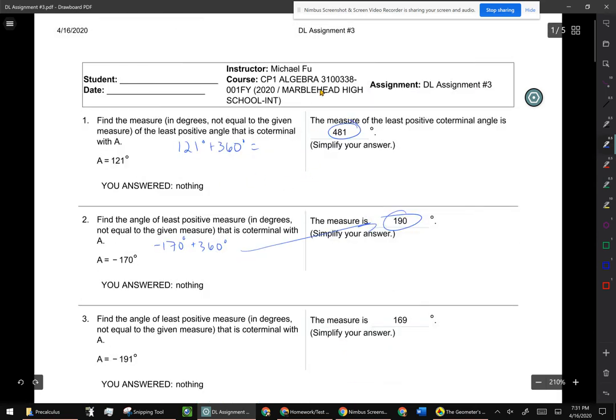And that's basically assignment number 3, just easing you into figuring out these angles because we're definitely going to be working much more with them going forward. If you need any extra help, just give me an email and we'll work something out.